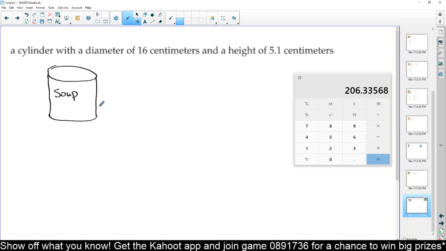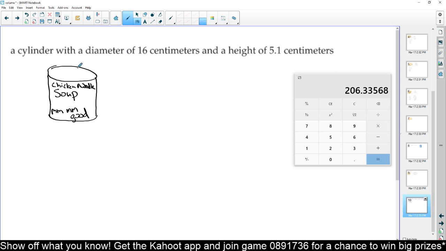This is now a cylinder of soup. What kind of soup is it? It's chicken noodle. And it is good soup. Okay, there it is.